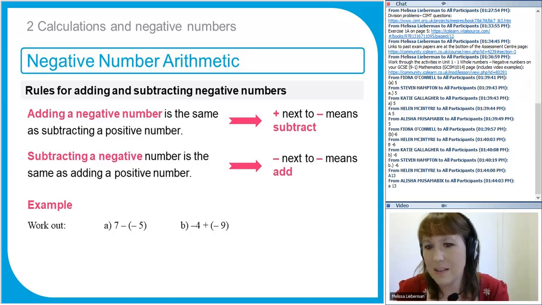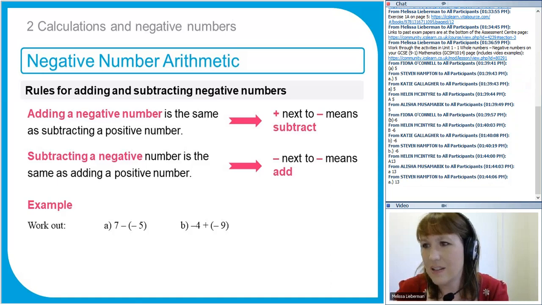So Helen thinks 13, Stephen 13, Alicia 13. Shall we have a look?